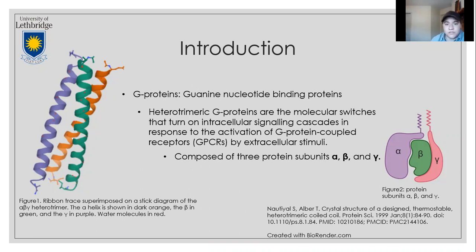They are guanine nucleotide binding proteins that act as molecular switches to turn on intracellular signaling cascades in response to the activation of G protein coupled receptors through an external stimulus. These trimeric proteins have three unique subunits, alpha, beta, and gamma, hence the name heterotrimeric proteins.